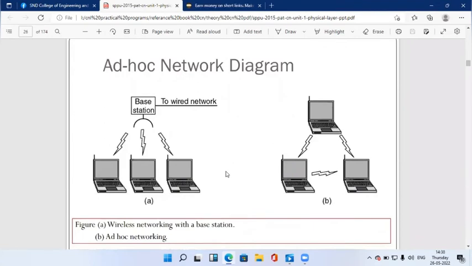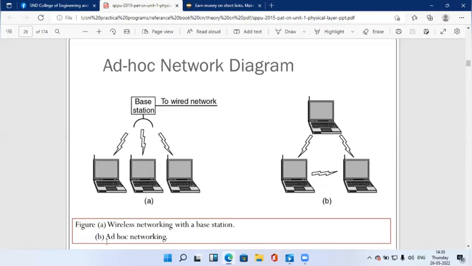The first figure is wireless networking with base station. This is the base station, and using the Wi-Fi module, we share the resources. We communicate over wireless frequencies. So the first, second, and third laptops communicate with the base station using the Wi-Fi module.